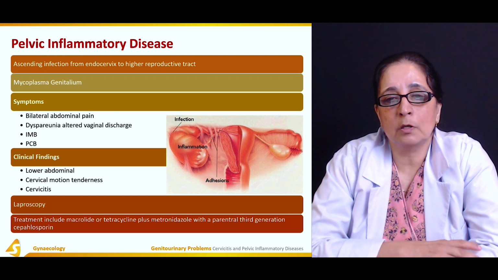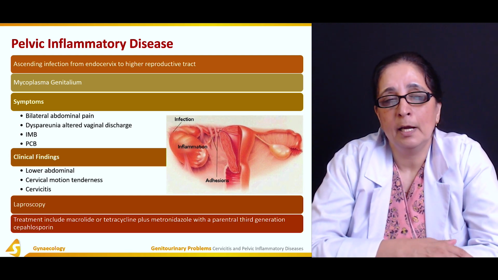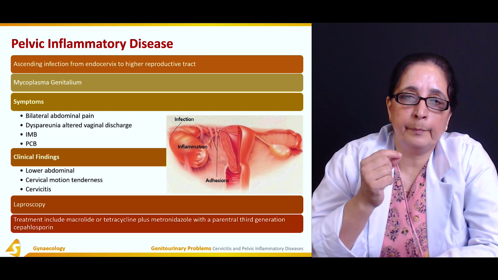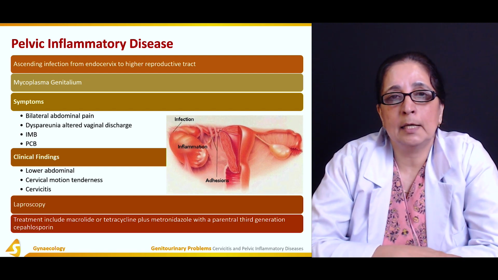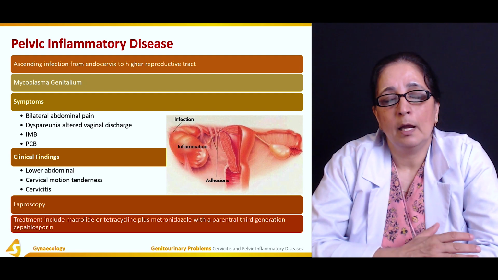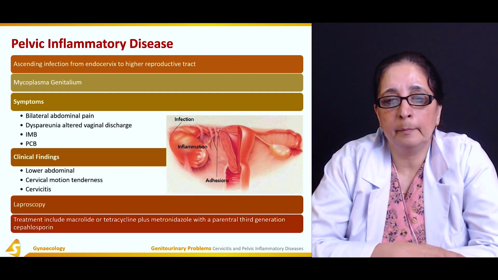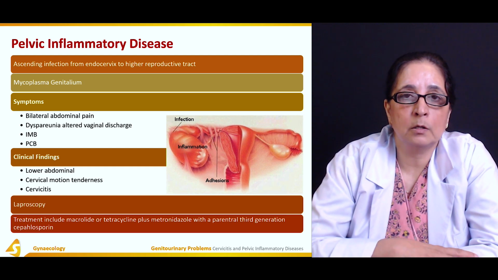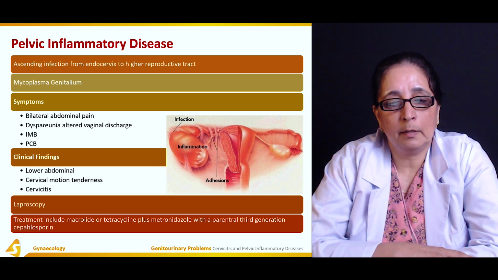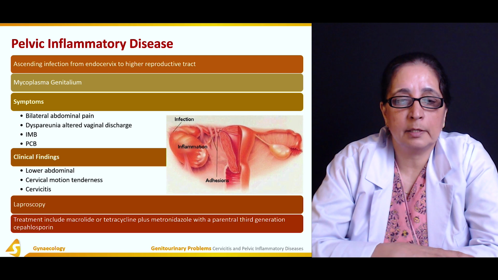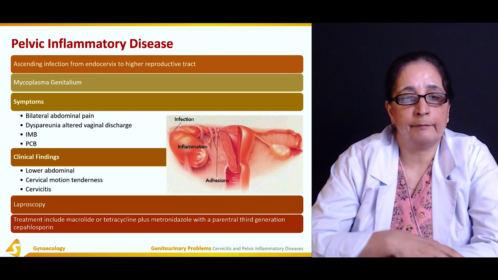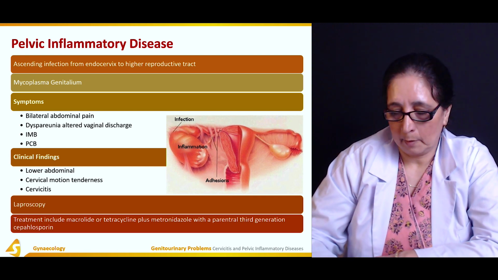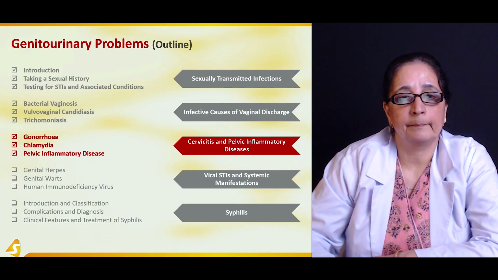Diagnosis is by laparoscopy. Laparoscopy is a procedure in which the laparoscope, an instrument, is inserted into the abdomen through a small opening, and the doctor can directly see inside the abdomen and find out what the problem is. Treatment for pelvic inflammatory disease includes a macrolide or tetracycline and also metronidazole with third generation cephalosporins. So this was about pelvic inflammatory disease.